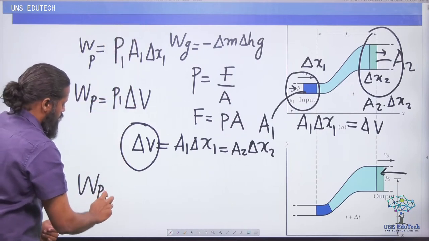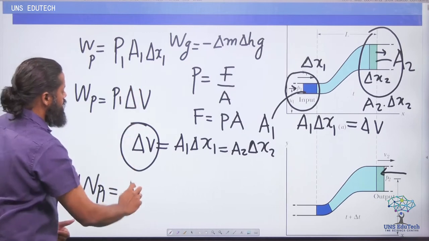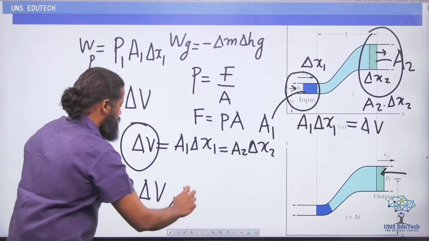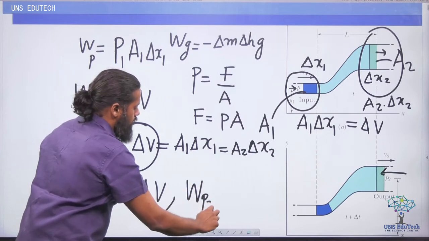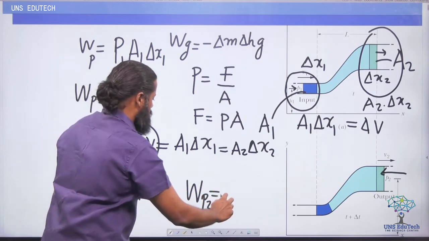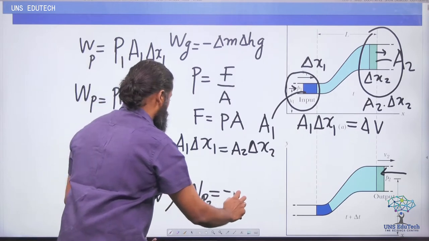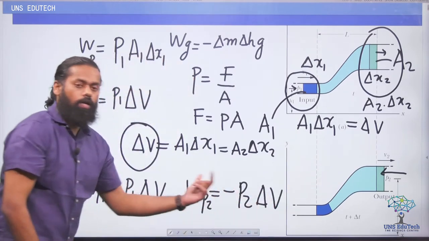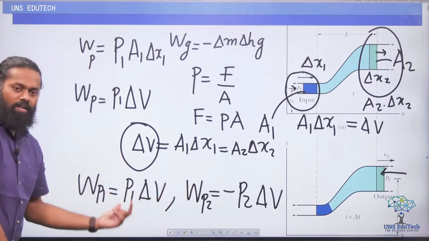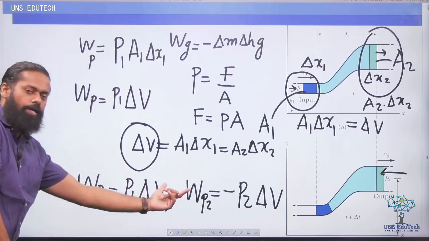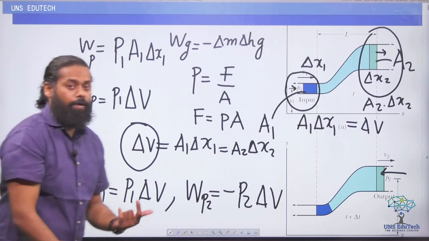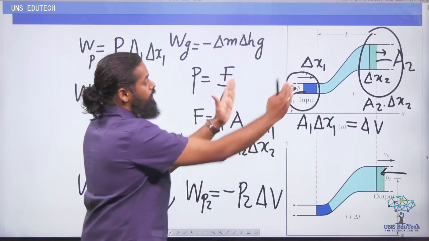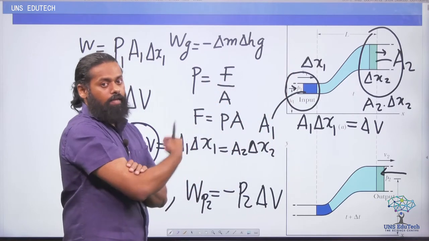Work done by pressure 1, we can write as P1 into delta V, and work done by pressure 2 on the other side, we can write as negative of P2 into delta V. The total work done is the summation of these two quantities. The net work done on the entire fluid under consideration we can find by adding these two elements.